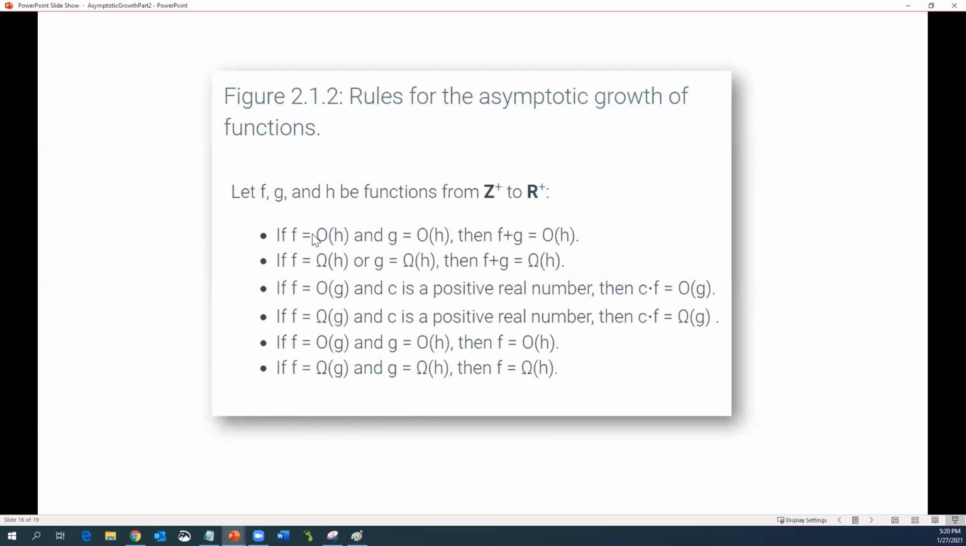Now these first two: this one says that if there's a function that is an upper bound to f, and that's also an upper bound to g, then it's also going to be an upper bound to f plus g. And this second one says if we've got something that's a lower bound to f, or a lower bound to g, it doesn't have to be a lower bound to both, but if it's a lower bound to either one of them, then that's going to be a lower bound when we add them together.